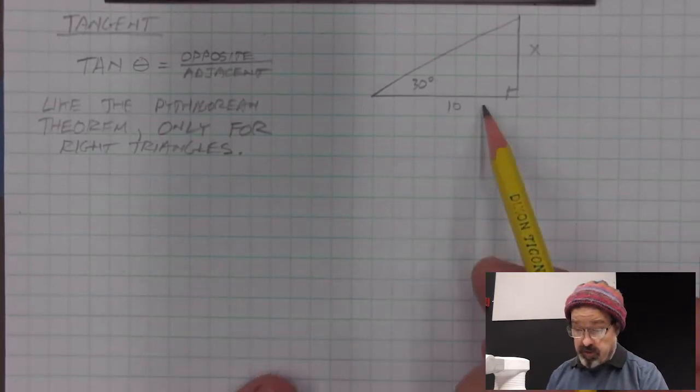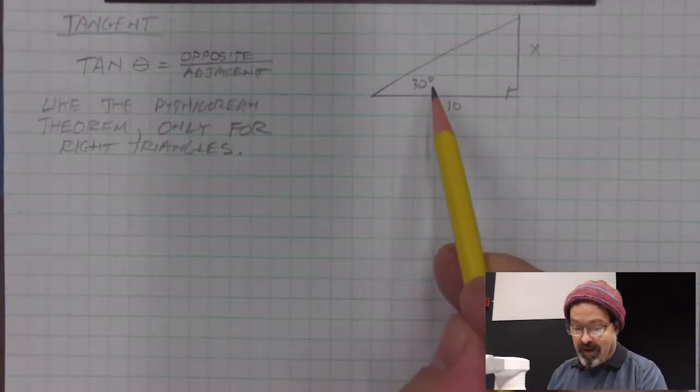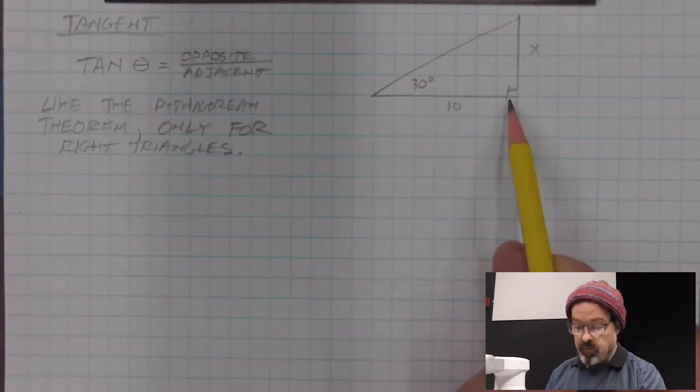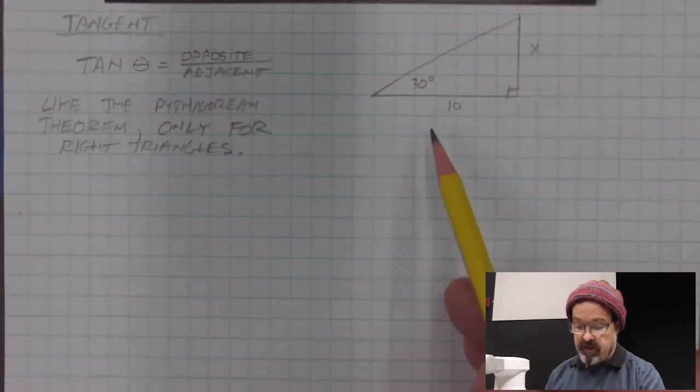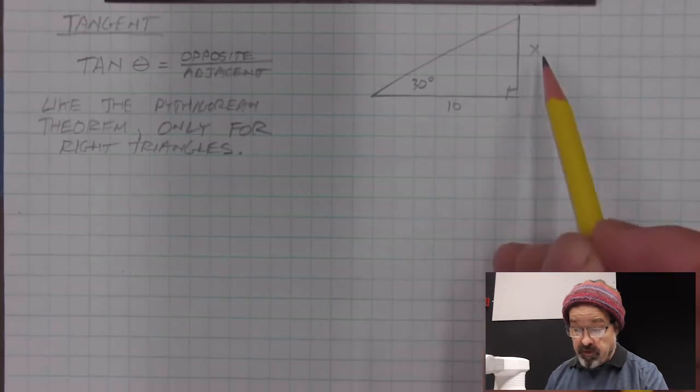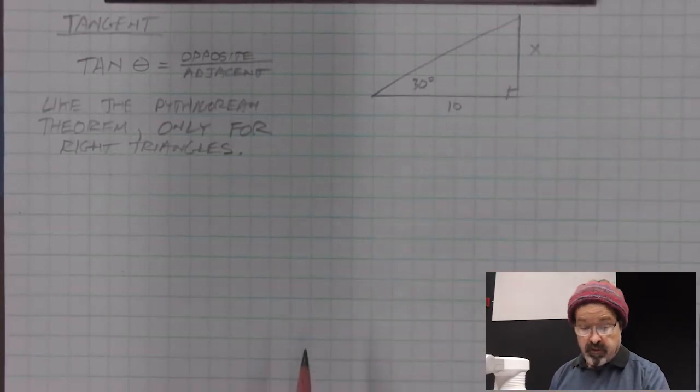We have a right triangle here. We have an angle in the right triangle other than the right angle. And we have two sides labeled x and 10. We know the measure of one but not the other. We can use tangent to find the unknown x.